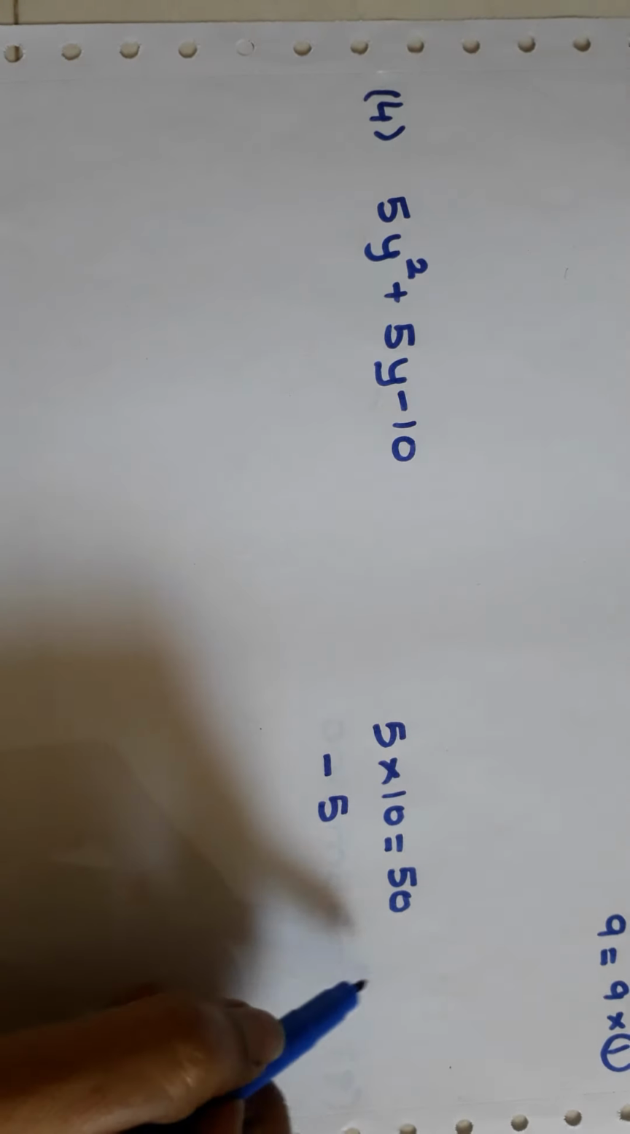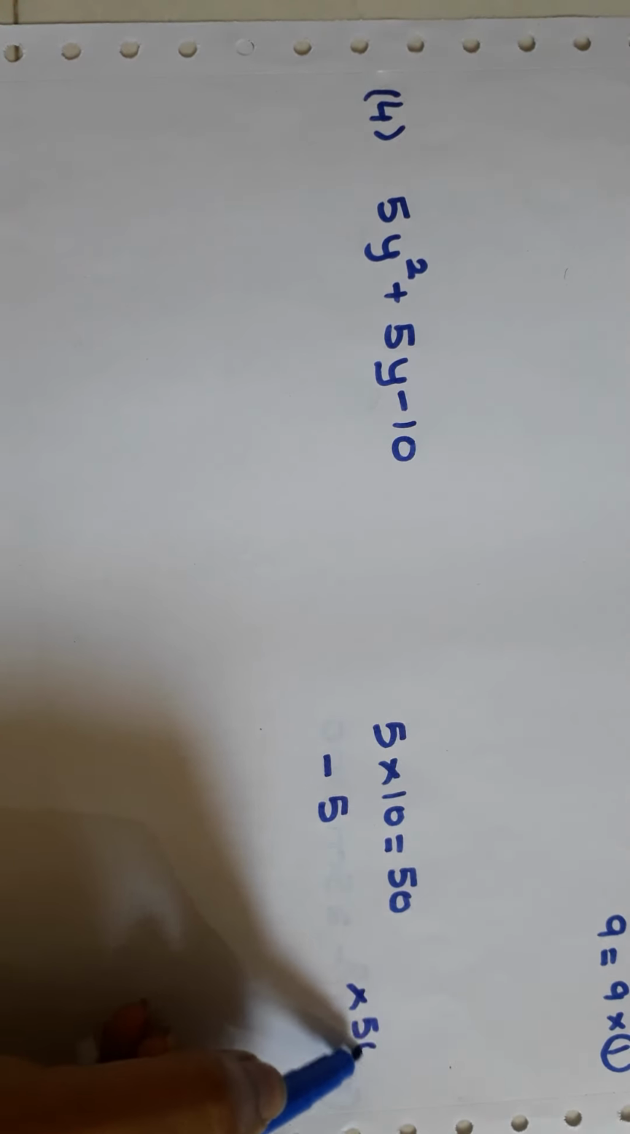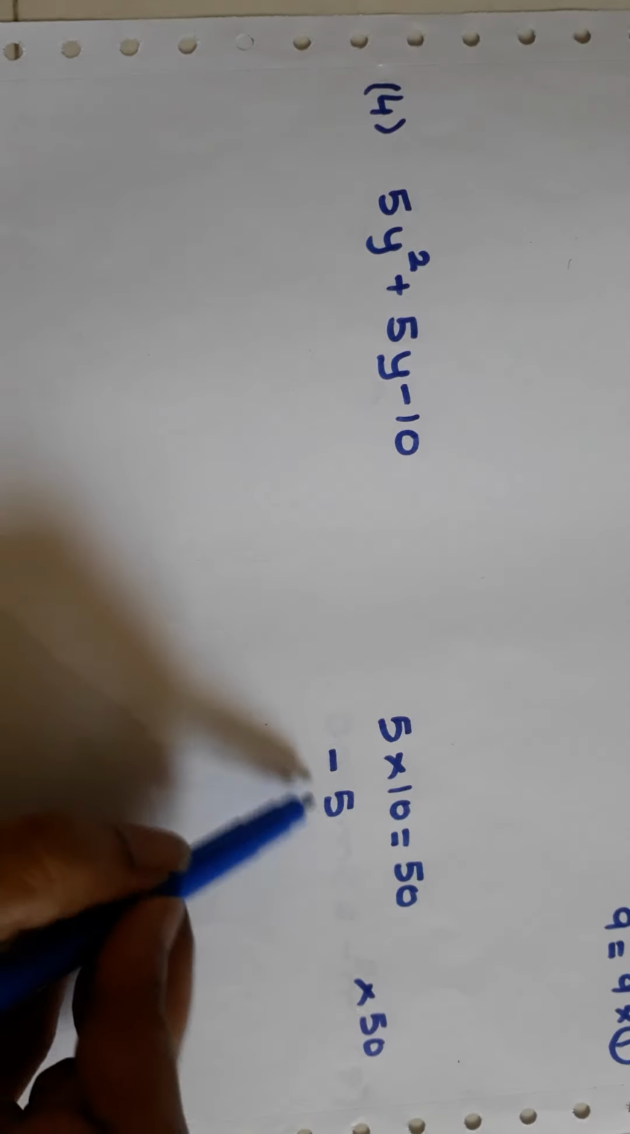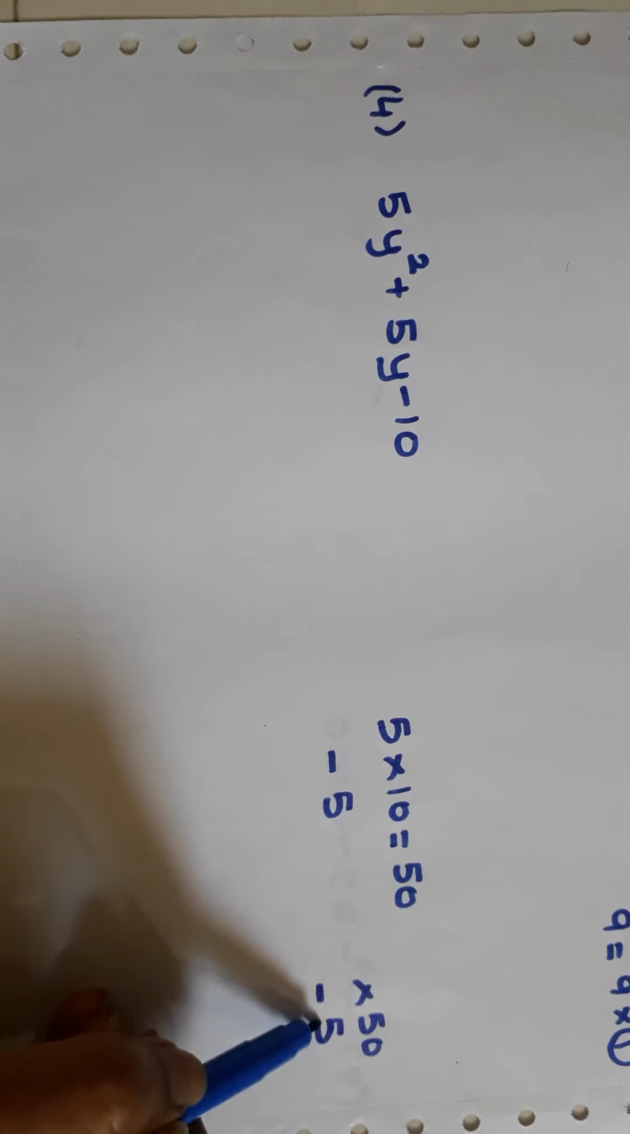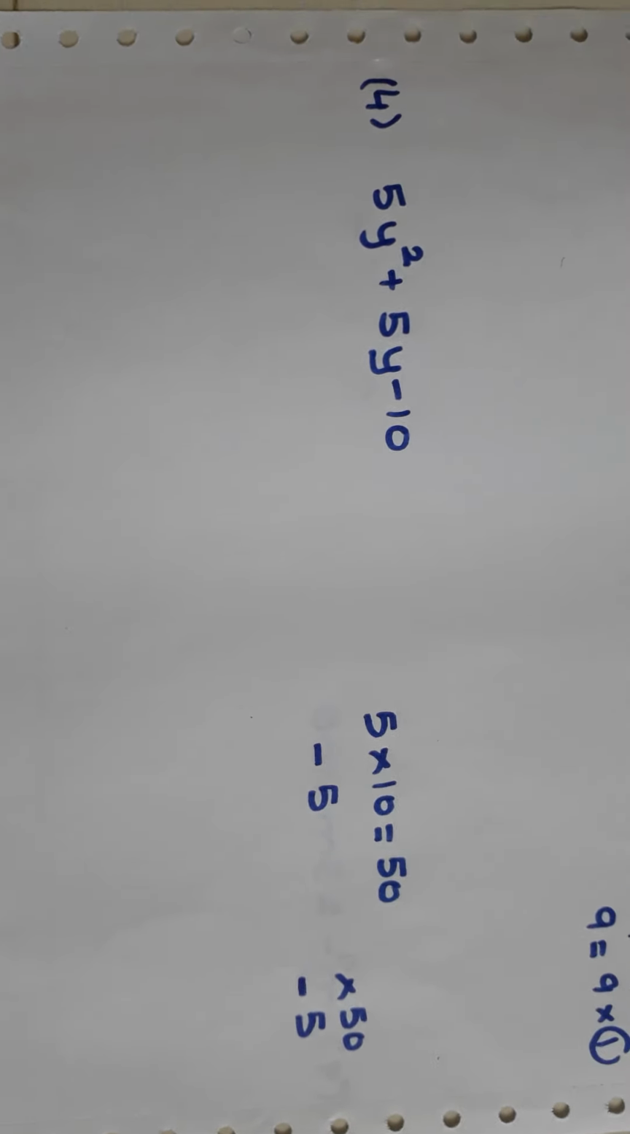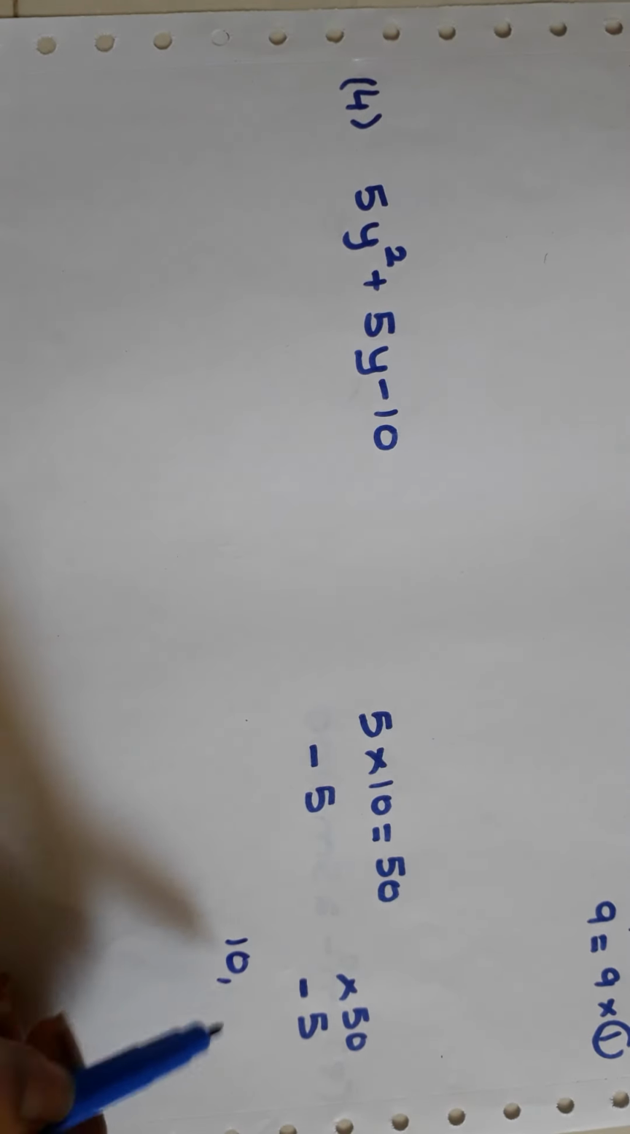So third step is find two factors which on multiplication we get the answer as 50 and which on subtraction give the answer as 5. This one is also easy because 10 into 5 is 50 and 10 minus 5 is 5. So the factors are 10 and 5.